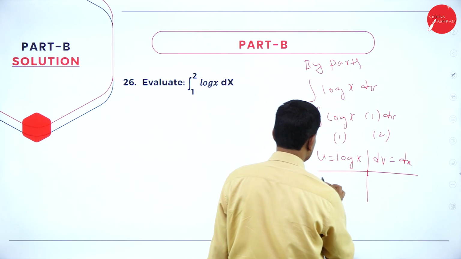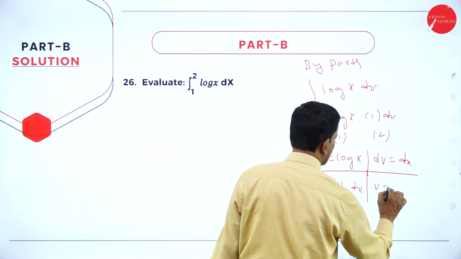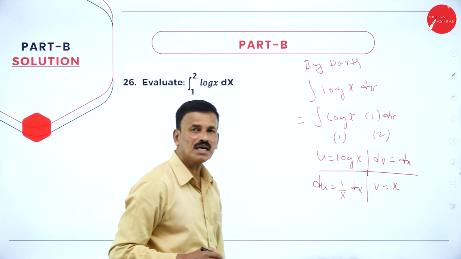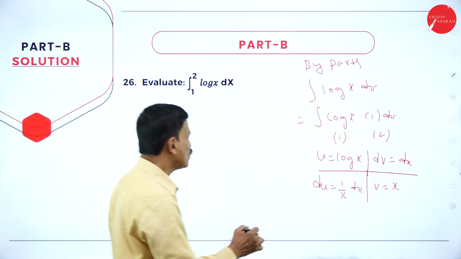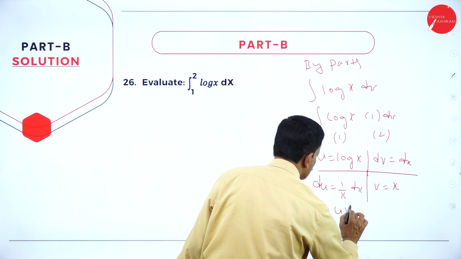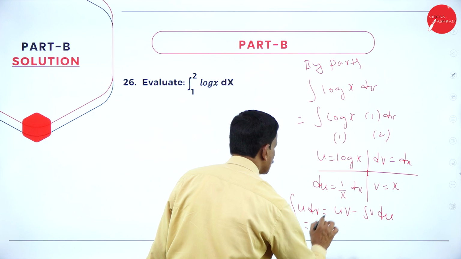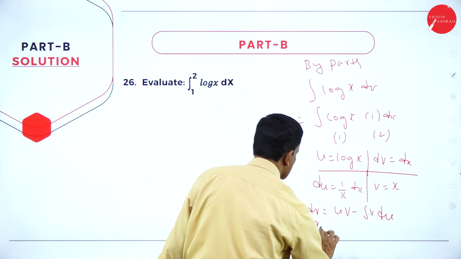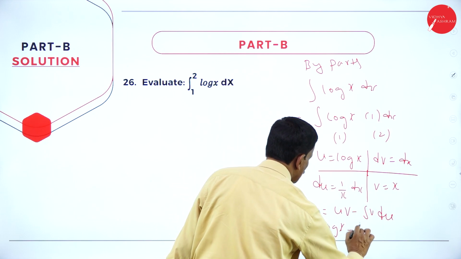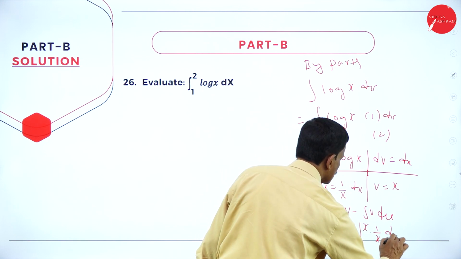Now differentiate this. Differentiation of log x is 1 over x dx and integration of dv is v, and integration of dx is x. What is the formula? The formula is integral of u dv is equal to uv minus integral v du. So this is nothing but uv: u is log x, v is x, minus integral of v du, x into 1 over x dx.